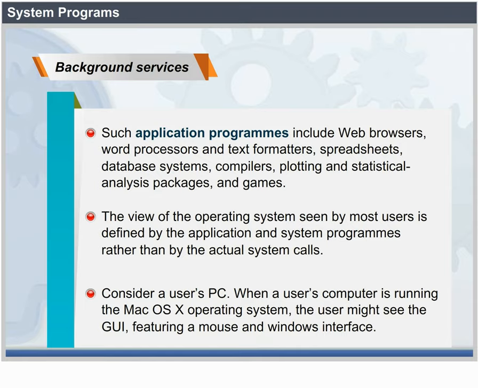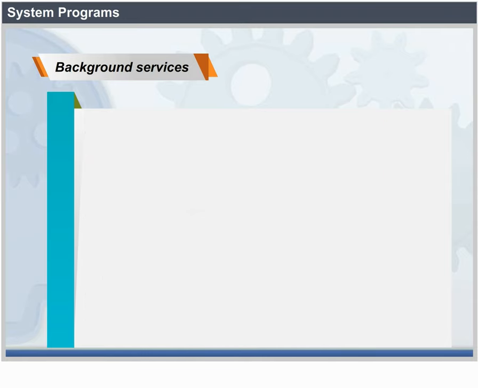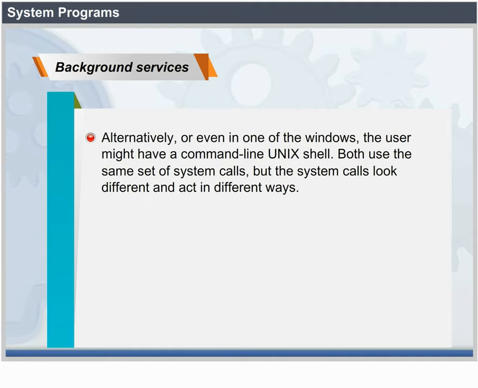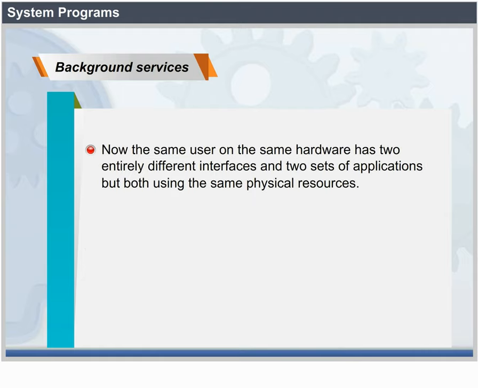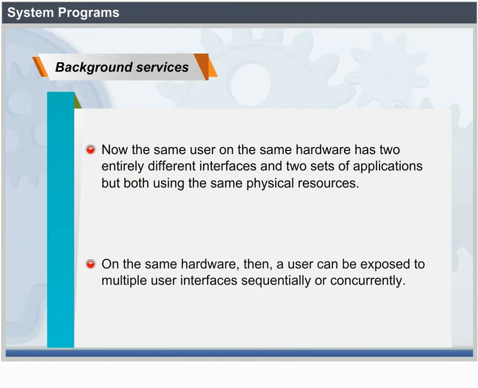Alternatively, or even in one of the windows, the user might have a command line Unix shell. Both use the same set of system calls, but the system calls look different and act in different ways. Further confusing the user view, consider the user dual booting from Mac OS X into Windows. Now, the same user on the same hardware has two entirely different interfaces and two sets of applications using the same physical resources. On the same hardware, then, a user can be exposed to multiple user interfaces sequentially or concurrently.